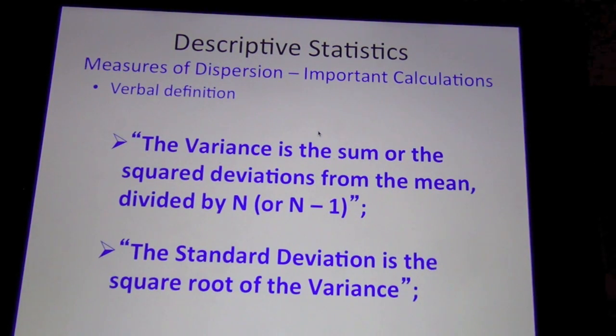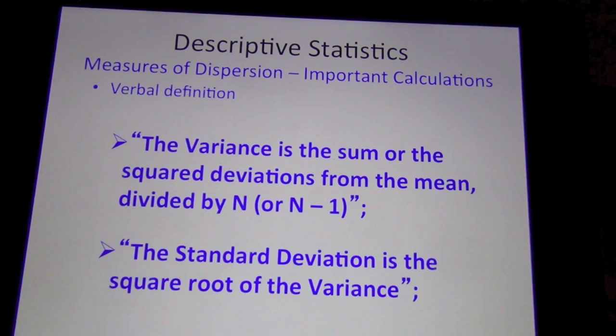So there's a mathematical formula that you could probably commit to memory. You don't have to, but the variance is the sum of the squared deviations from the mean divided by n, or in some cases n minus 1. We'll get to that difference in just a second. And the standard deviation is defined as the square root of the variance.